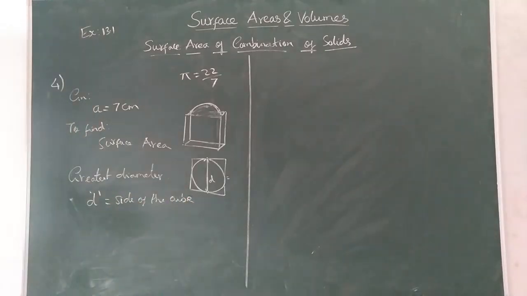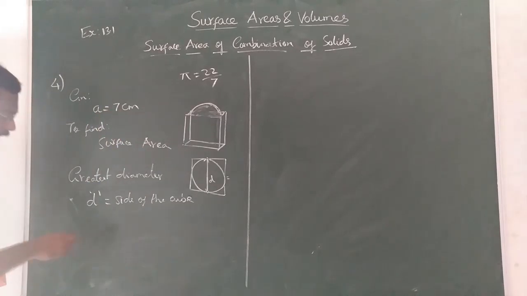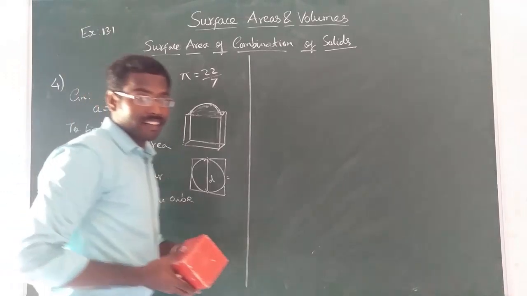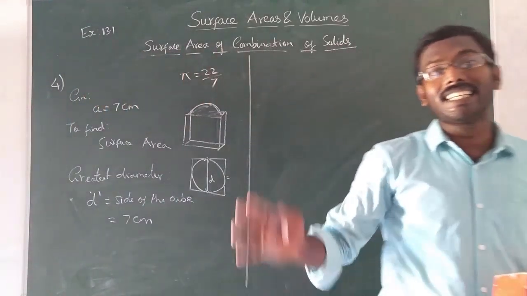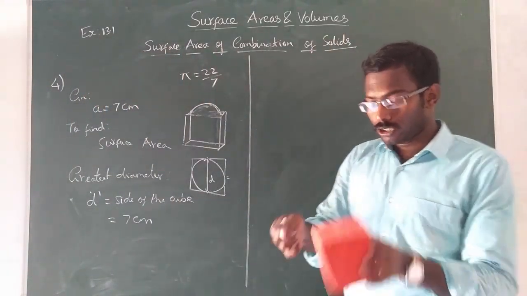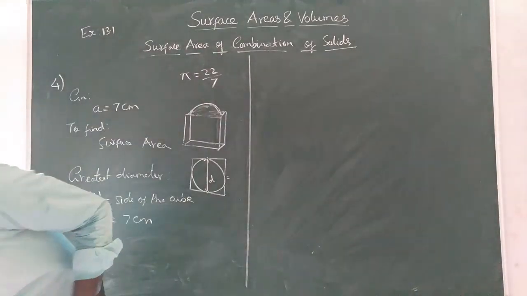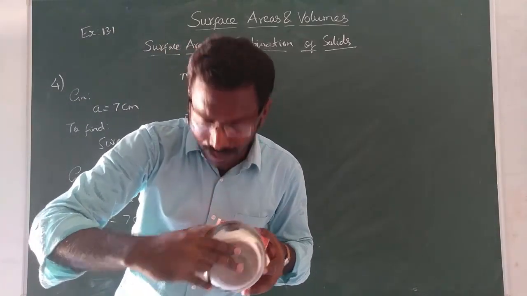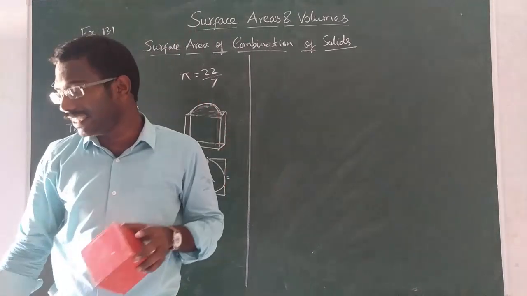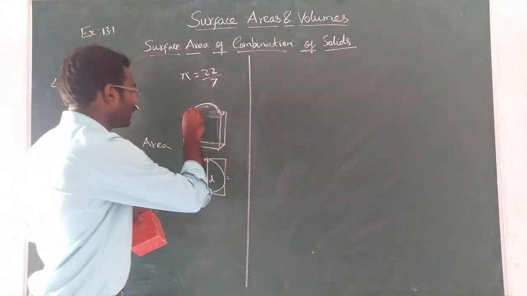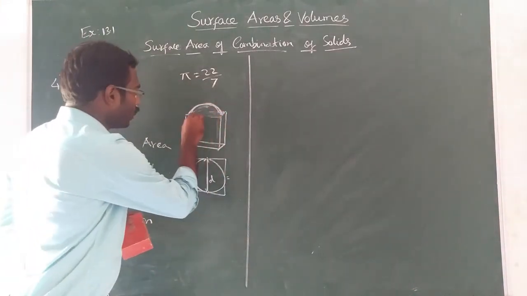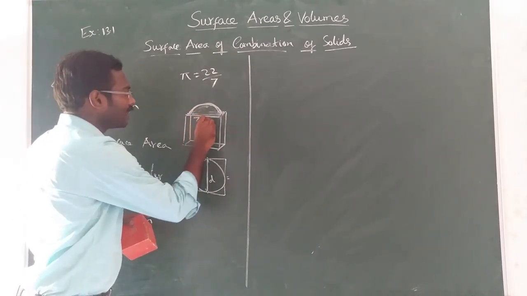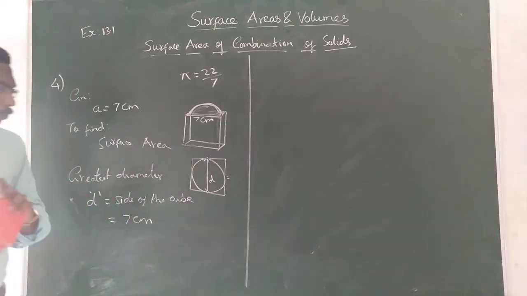You know already the side is given as 7 centimeter. Therefore, it is equal to 7 centimeter. So, this is one part of the question. The question is, what would be the greatest diameter of the hemisphere? So, you imagine the hemisphere is exactly touching this side and this side, though it is not drawn exactly touching. When it exactly touches, this diameter will be equal to the side. The side is given 7 centimeter. That's all. So, one part is over.